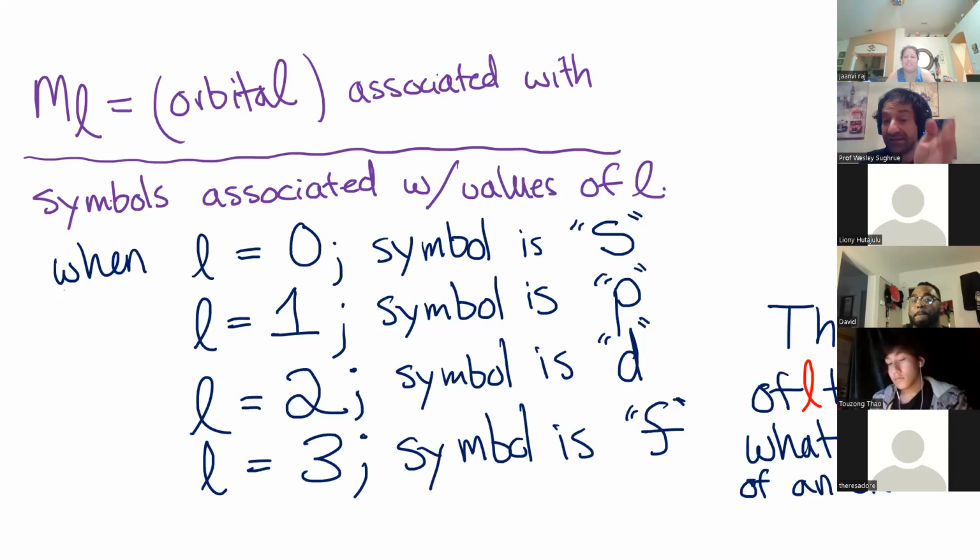The value of L is telling us what the shape of an orbital could be. It's not going to specify necessarily that this orbital is going to be this shape and only that shape, but it'll tell you what shapes are available.